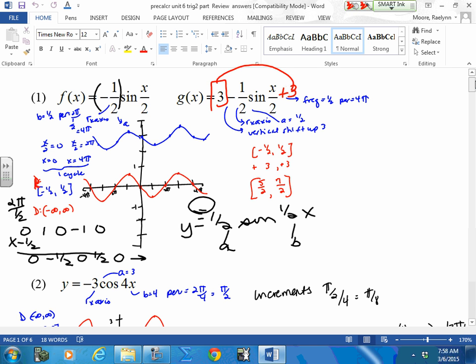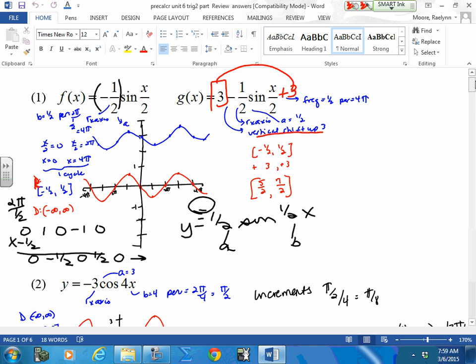This 1/2 does a horizontal stretch. It's the opposite of the way we think, because usually the 1/2 does a shrink, but this 1/2 stretches this period out. And then this 1/2 does a vertical shift of 3. You have a reflection in your x-axis as well.